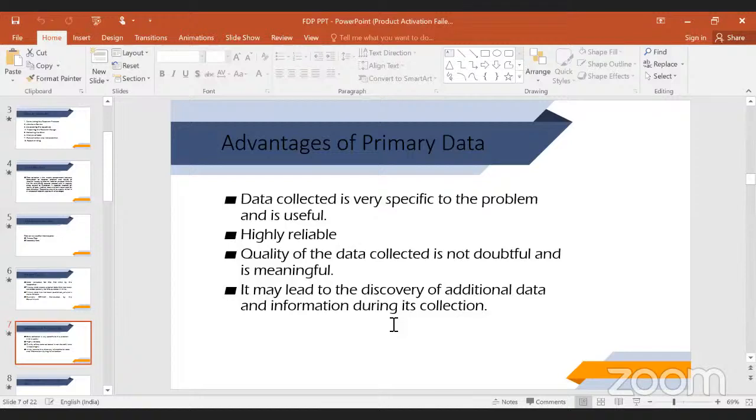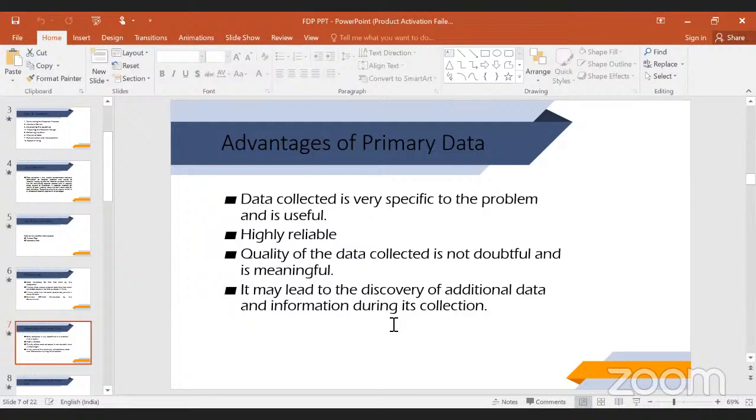It is highly reliable because you were there to observe it at each and every step. The quality of data collected is not doubtful and it is very much meaningful. You cannot have any doubt about the genuineness of this data, because you have collected it yourself.